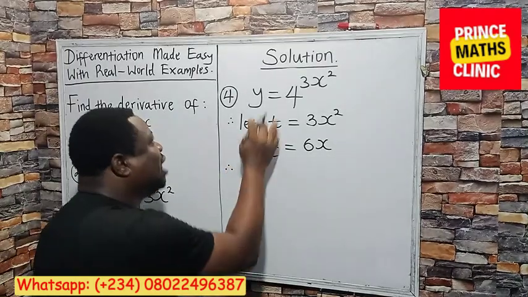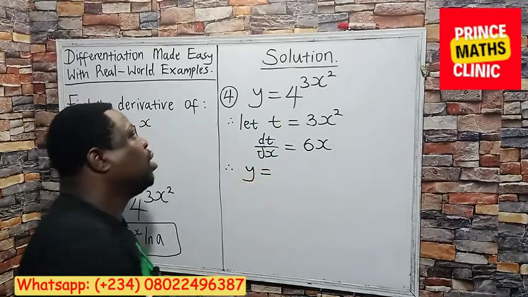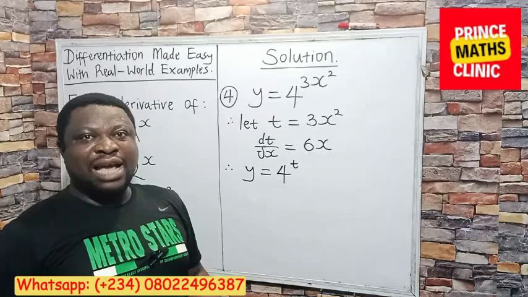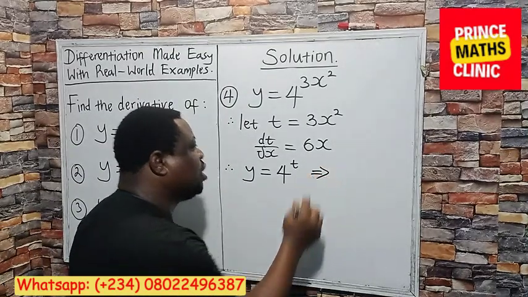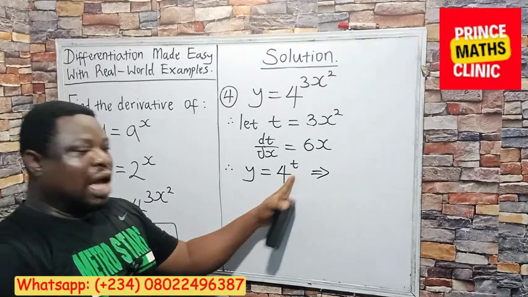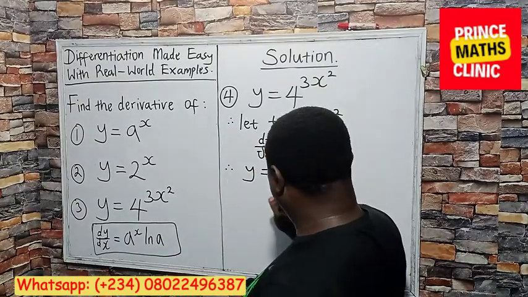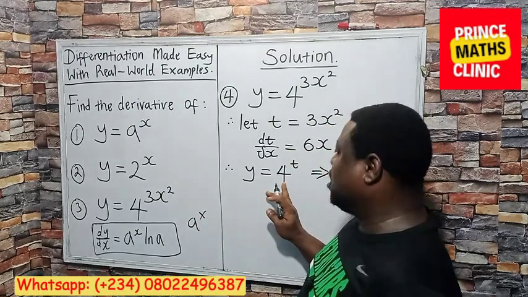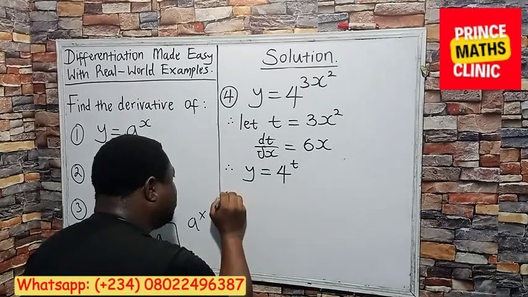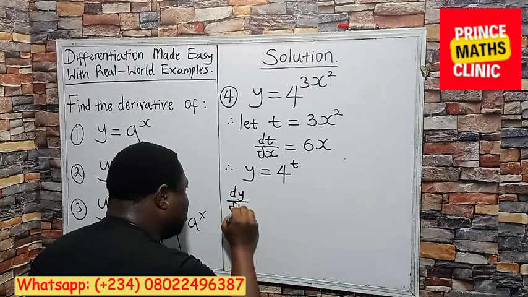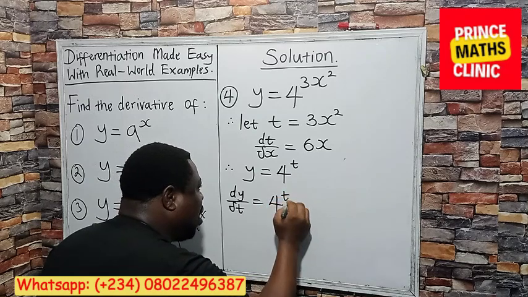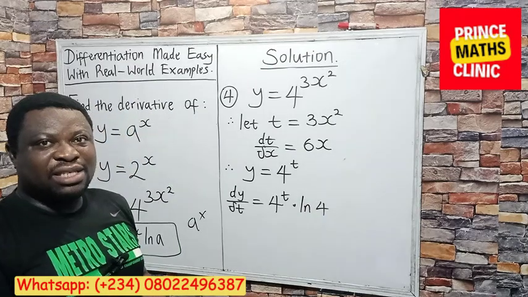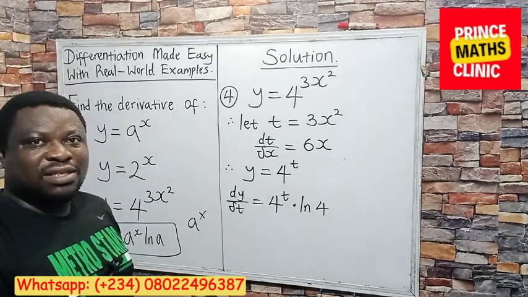Therefore, we can now say that my y is equal to 4 to the power of t, remember, everything here is t. So if I now do dy dt, I'm not going to apply this formula again because it looks like a to the power of x. Good, 4 is the constant here. So therefore dy dt will now be 4 to the power of t times ln 4. Is that correct? Good. So that is it.